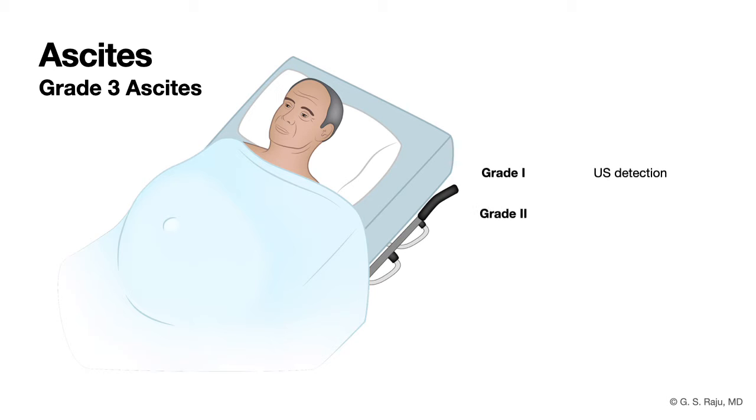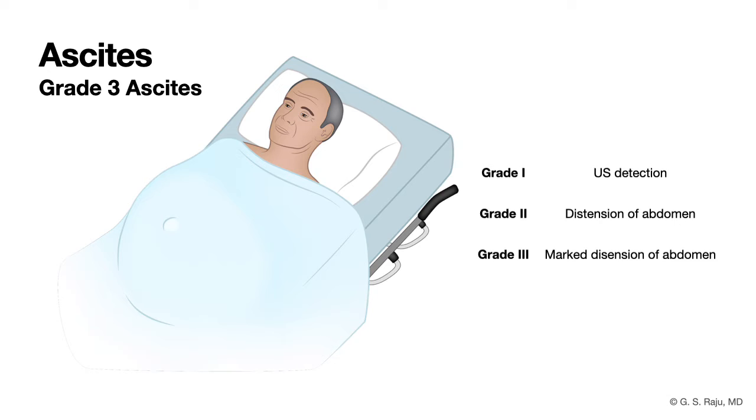Grade 2 is ascites that can be detected clinically. Patient will have distension of the abdomen, bulging flanks, but not as marked as you see in this picture. They'll have dullness to percussion in the loins, shifting dullness, and they may have a little bit of fluid thrill. On the other hand, grade 3 is marked distension of the abdomen.